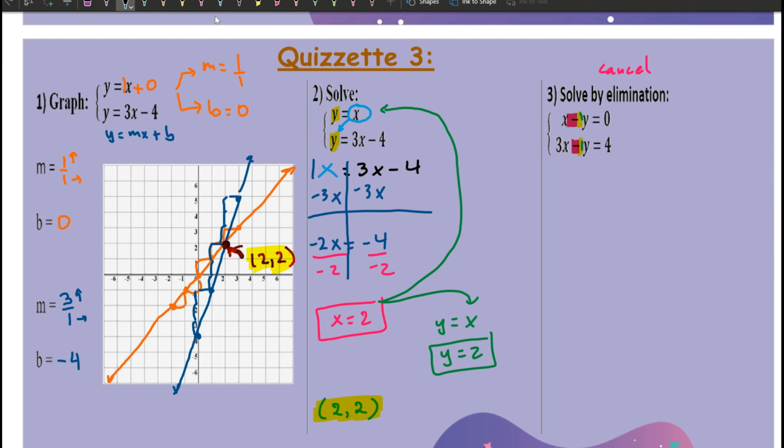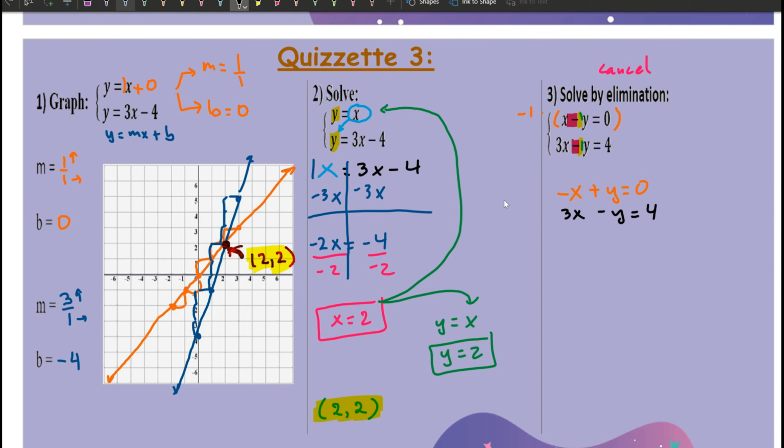So first, we have the same coefficient already. You need the opposite sign. So you're going to change the sign of one of the equations by multiplying that equation by -1. Okay, you will have negative x plus y equal to 0. So we change the sign. -1 times x is negative x, -1 times negative y is positive y, -1 times 0 is still 0. Then we bring down the 3x minus y equal to 4.